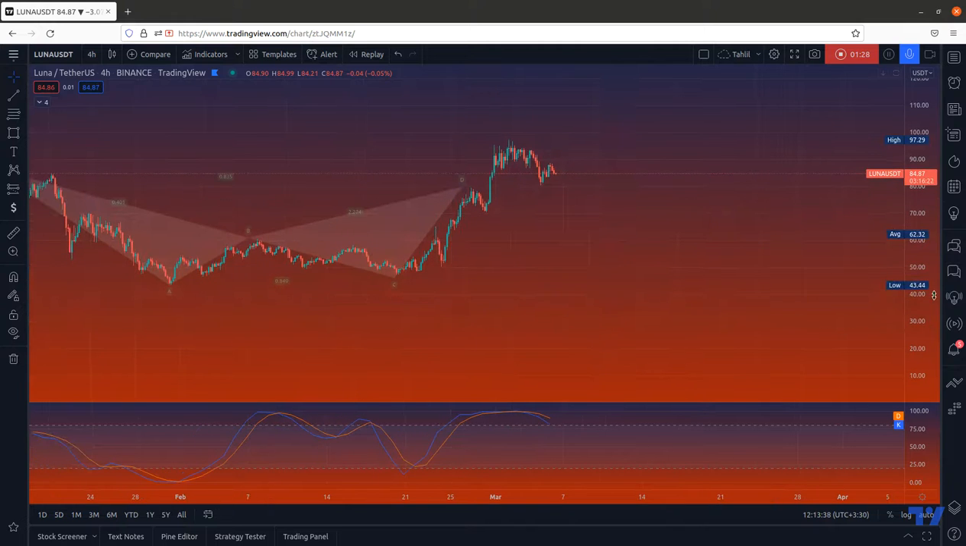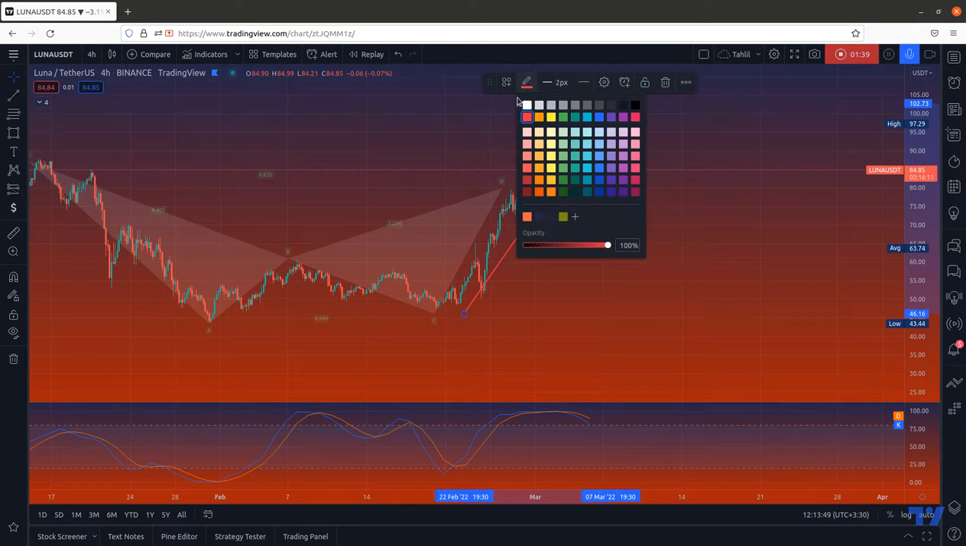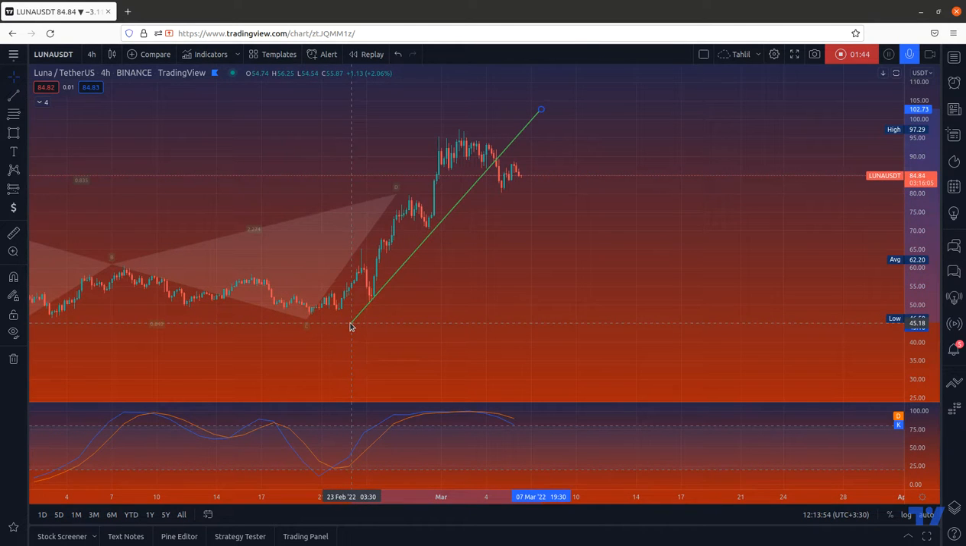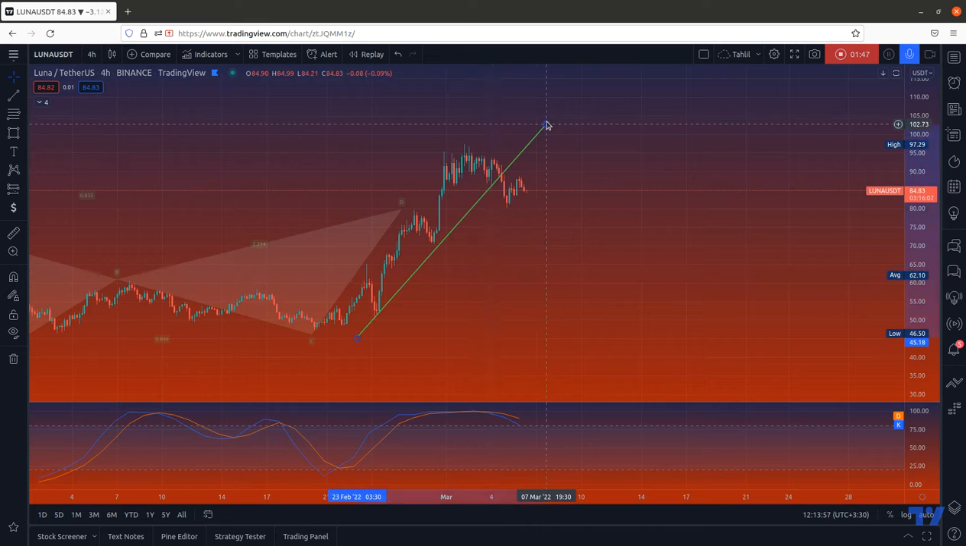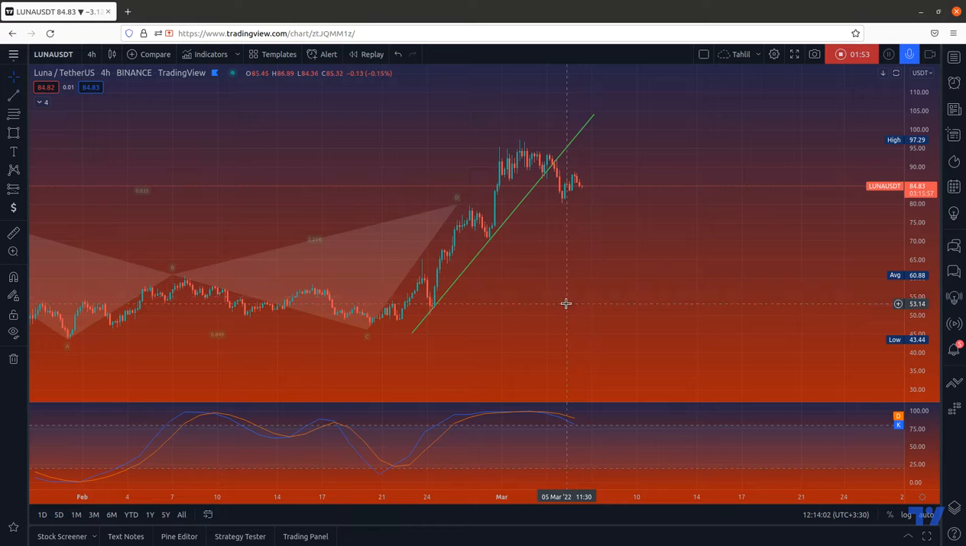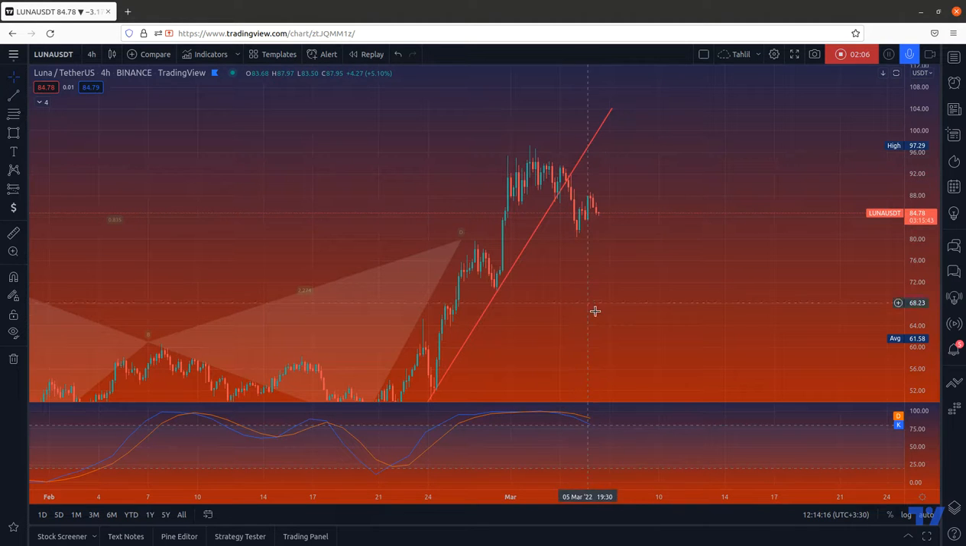Now we can identify a support line for the price. If you look closely here, this line was previously the support line. You can see it supported the price here, here. The price was supported, but eventually in this area, this line was broken. And now this can be considered as the resistance line for the price. The price now has broken this resistance line.